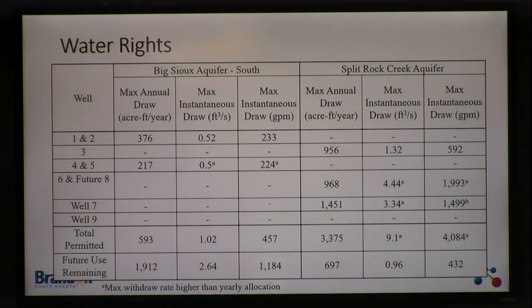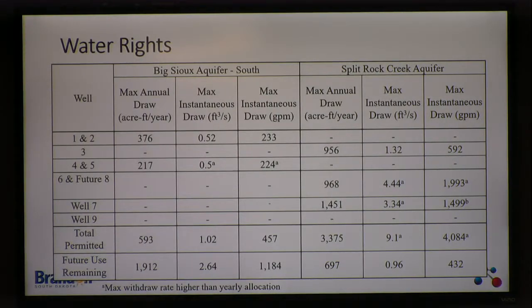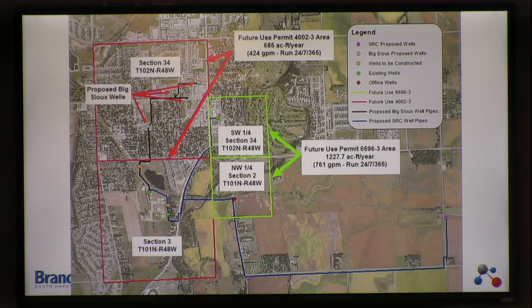Okay? When you deal with future water rights, you're usually in an area that is defined where that water right applies. And so these are the Big Sioux Aquifer water rights, and these numbers on here correspond with the numbers on this page. Okay? So that expansion, if you want to call it that, of the well field up to the north is within the area of a future use permit.